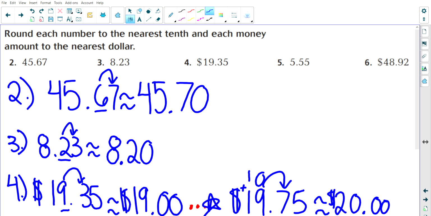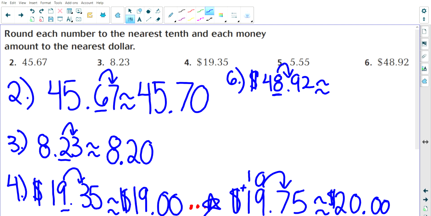We'll solve a couple more like that so you're comfortable. This is only a special case when our rounding digit is a 9 and it's soaring. We have to treat it like regrouping when we're adding. Okay, let's go ahead and solve. We're going to skip 5. Let's solve number 6. Number 6 says $48.92. We're going to round this to the nearest whole number, which would be the nearest dollar amount, which would be the ones place. Look to the right.